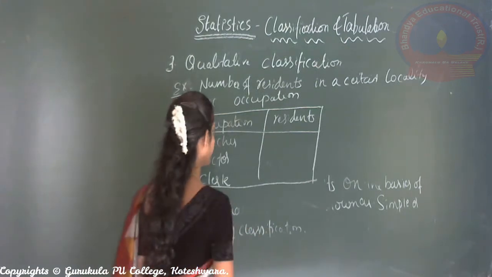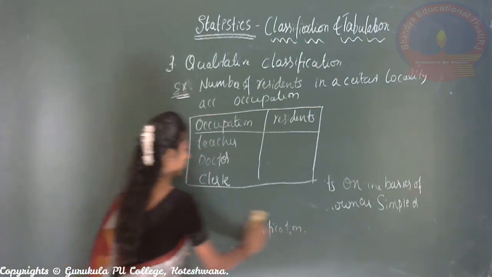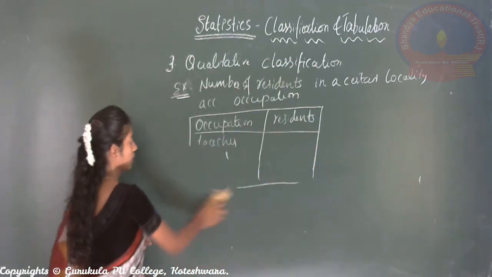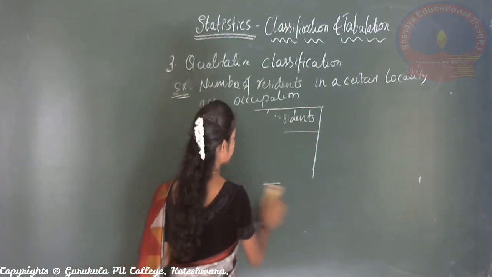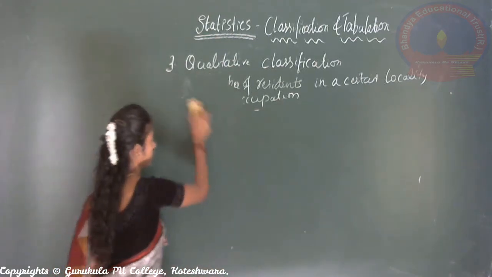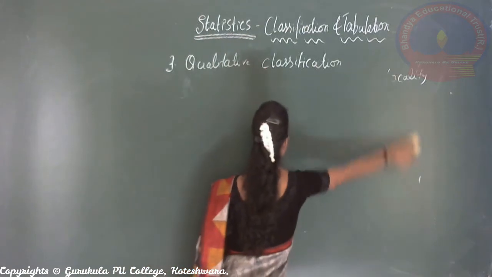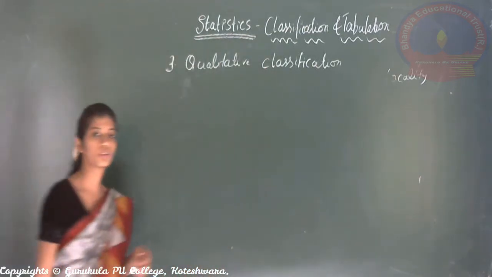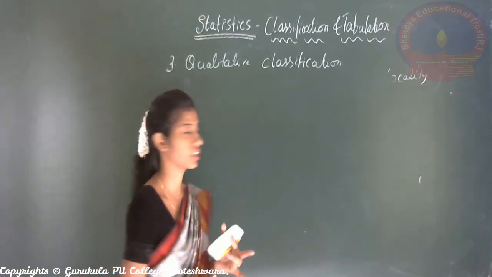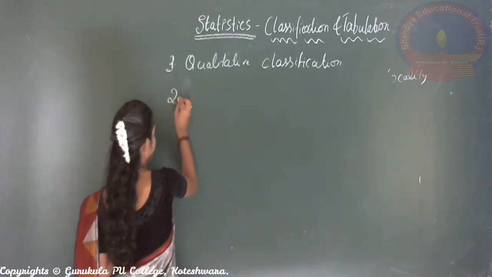So here next one is dichotomous. Dichotomous is nothing but classification of the units based on a single characteristic, and we have to divide it into two groups, and then such kind of classification is known as dichotomous.